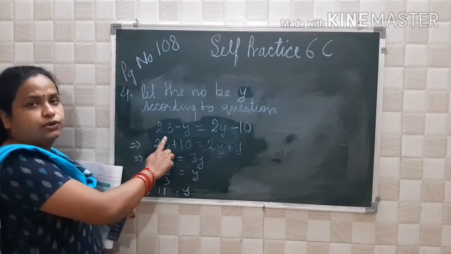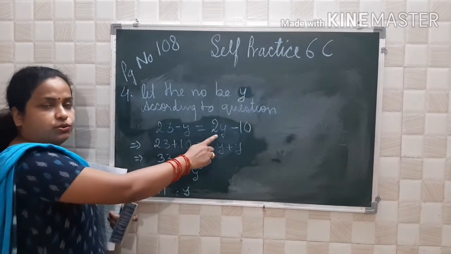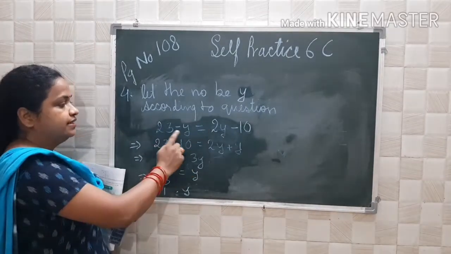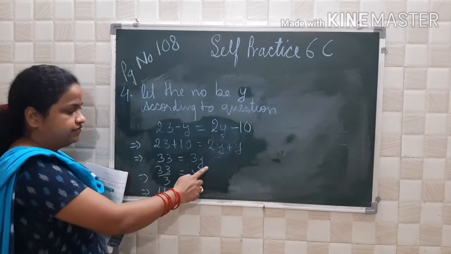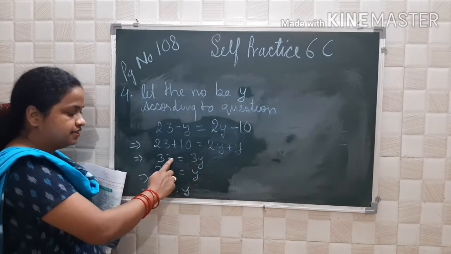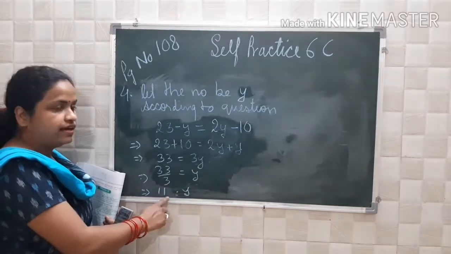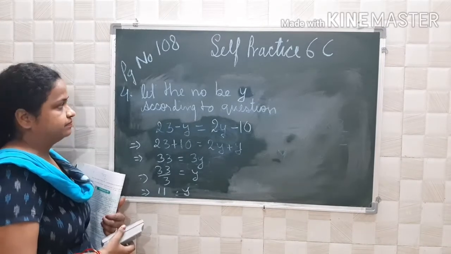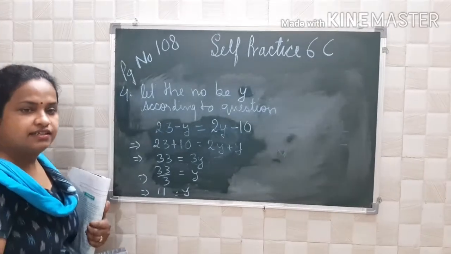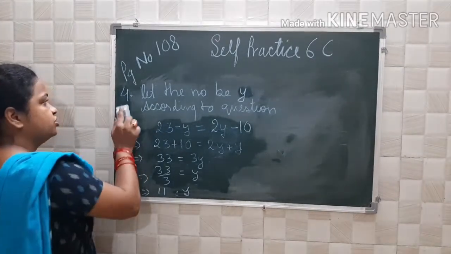See once more, 23 minus y is equal to 2y minus 10. 23 plus 10 is 33, and 2y plus y is 3y. When you divide 33 by 3, you will get y is equal to 11. What is the number here? 11. Correct? Now see question number 5.